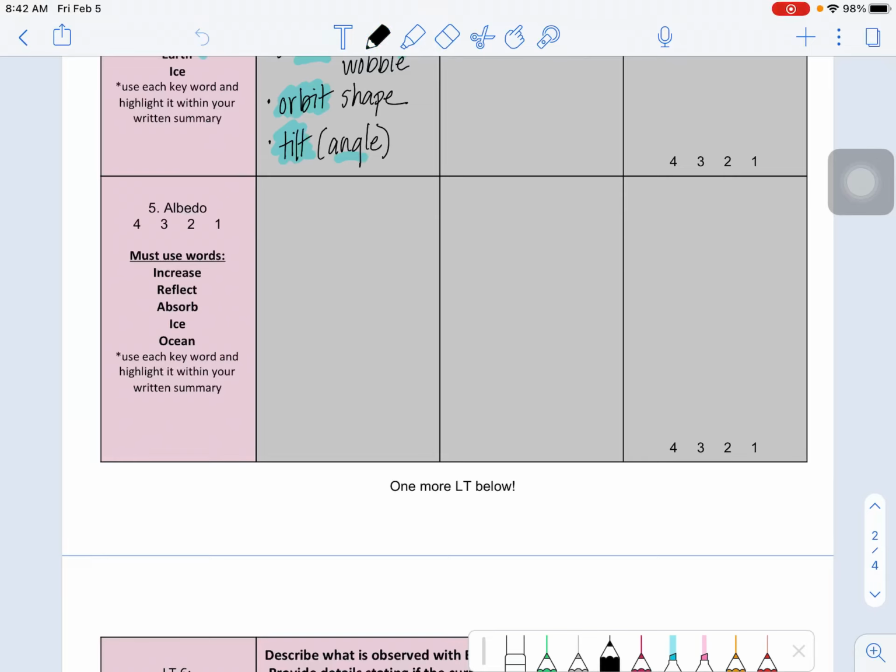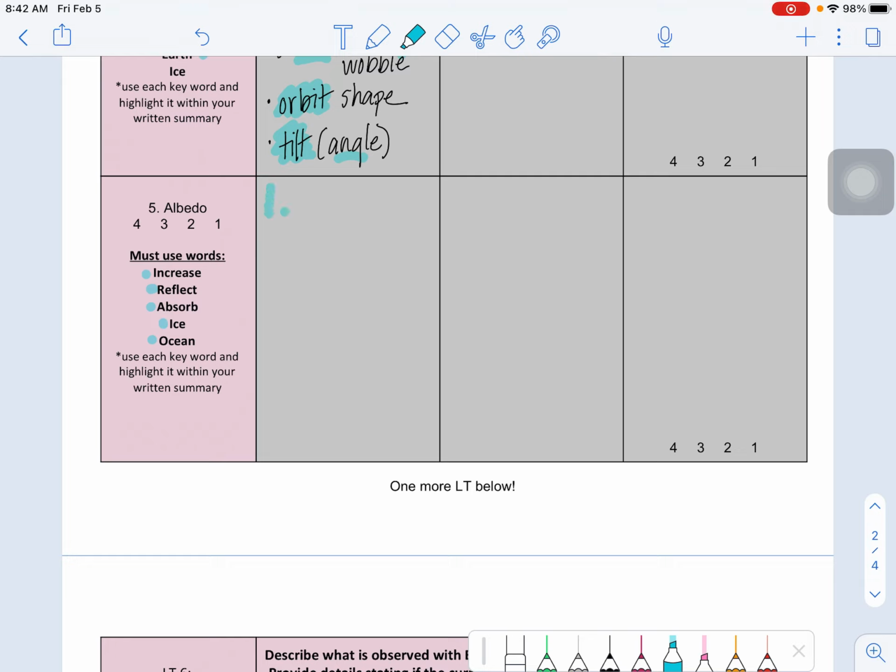Here we go, looking at our learning target number 5, albedo. What is it? What's the impact to climate? And then evidence, how do we know? So we got some keywords to use as we go through here: increase, reflect, absorb, ice, and ocean.